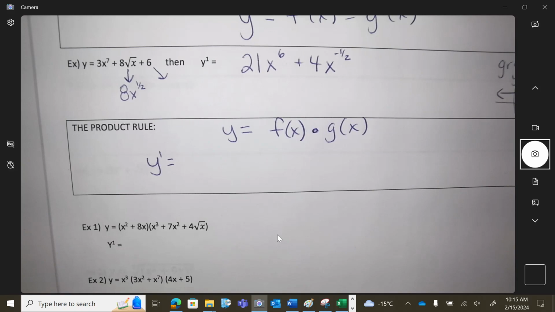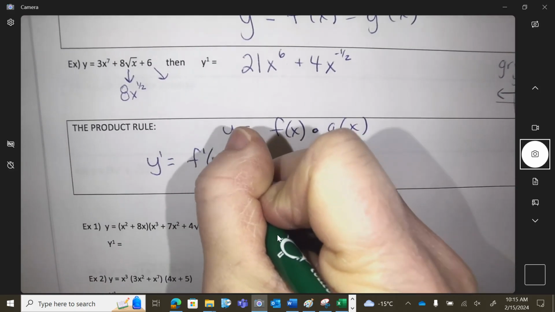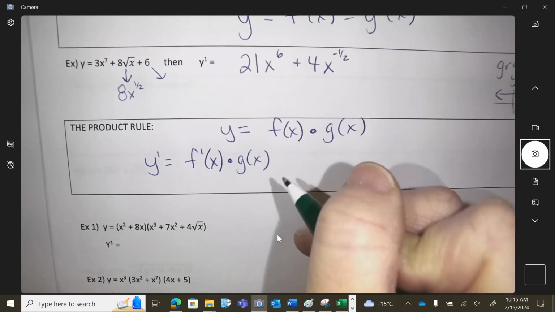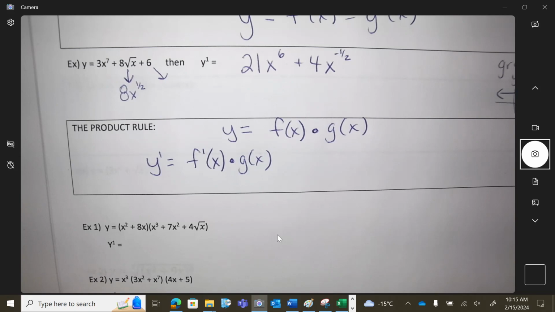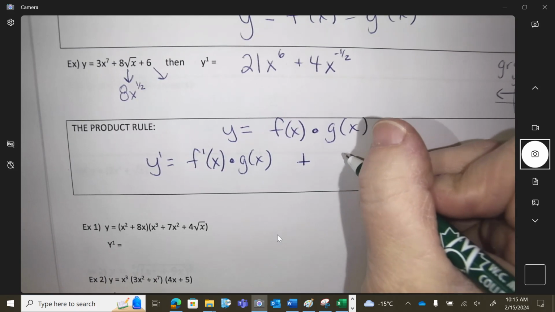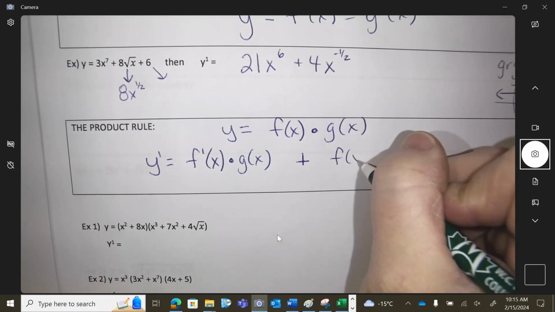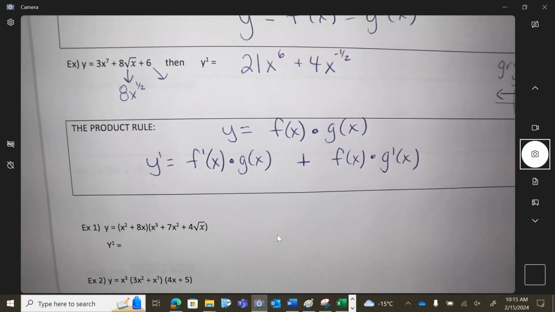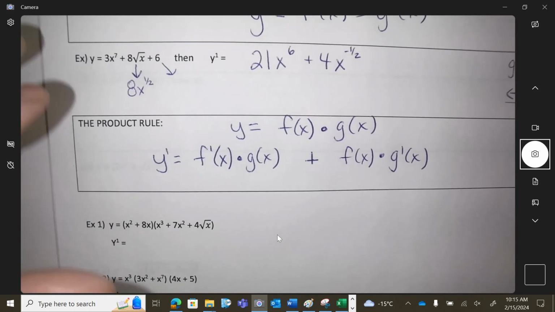I'm going to derive the first times the original second, plus the original first times derive the second. So what do you have to do? You have to alternate deriving one of them times the original of the other. And it kind of matches our log rules. When there was timesing, we add, right? That kind of matches those log rules. Okay, so here we go.